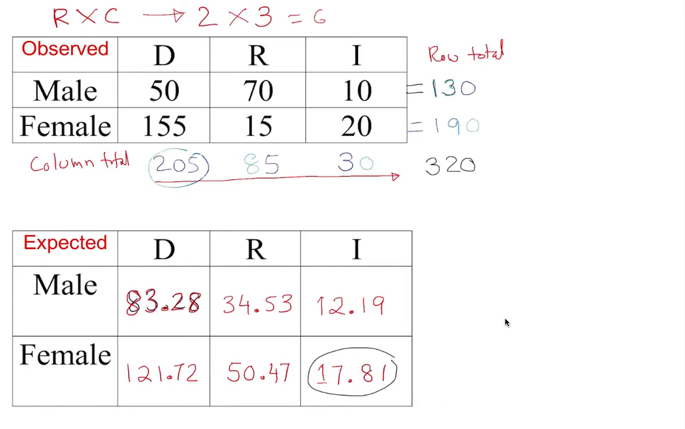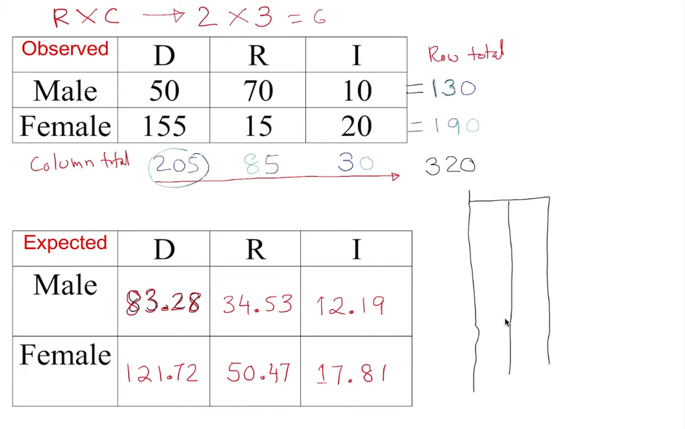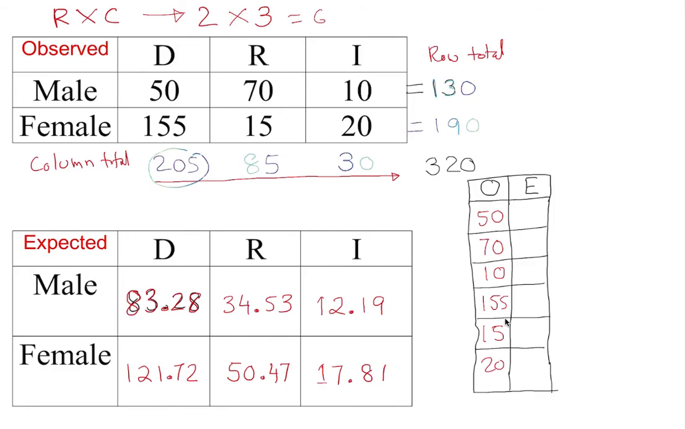What I am going to do next is have columns, so I'm going to have three columns, or actually two. This is going to be O for observed, and E for expected. I observed that the first one was 50, the next one was 70, then 10, then 155, then 15, then 20. That was my observed frequency. I can create a table. Going with the first cell, 50, 70, 10, 155, 15, 20, I just put them under observed.